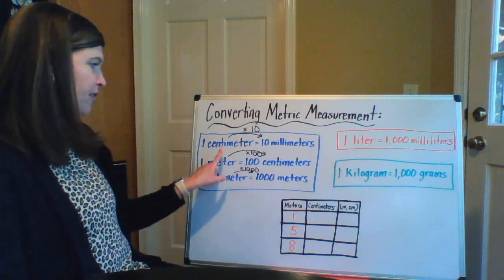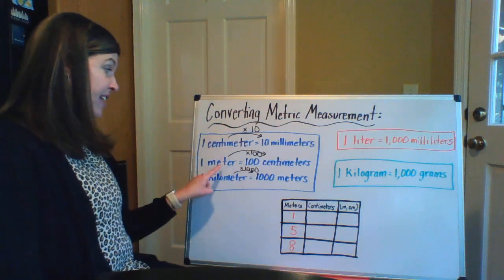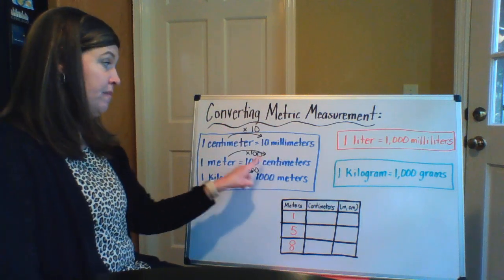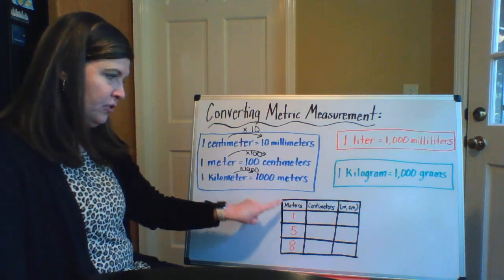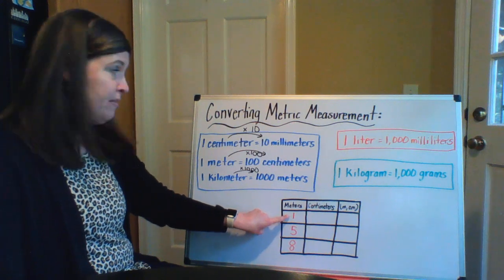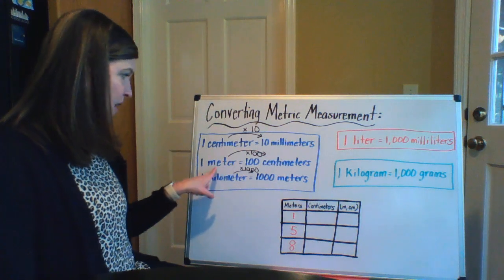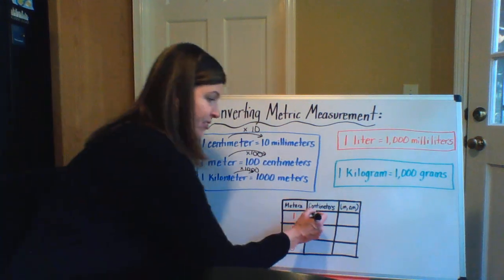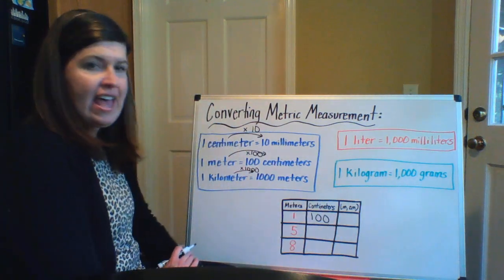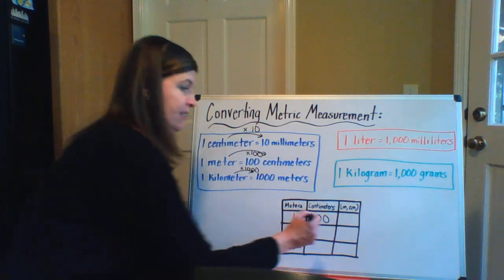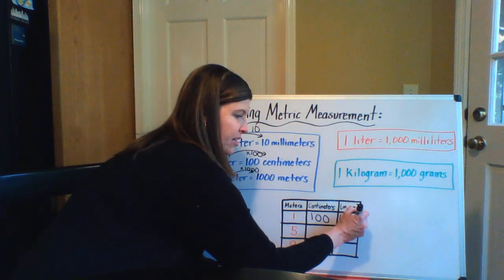So for this, it's talking about going from meters to centimeters. I already know that when I am going from meters to centimeters, I'm going to multiply by 100. So down here, when it asks me 1 meter is how many centimeters? Well, it's already done. It already says right here, 1 meter is equal to 100 centimeters. So I'm going to write 100 here. And then my conversion tells me that 1 meter is 100 centimeters.